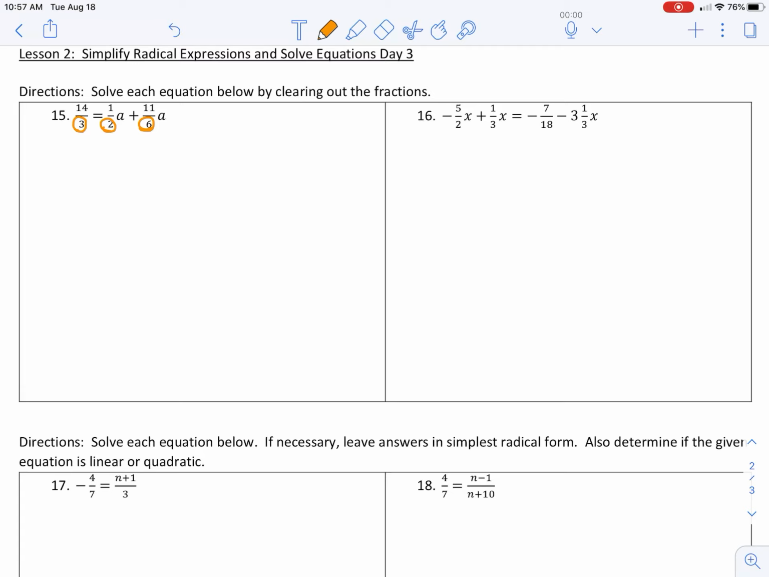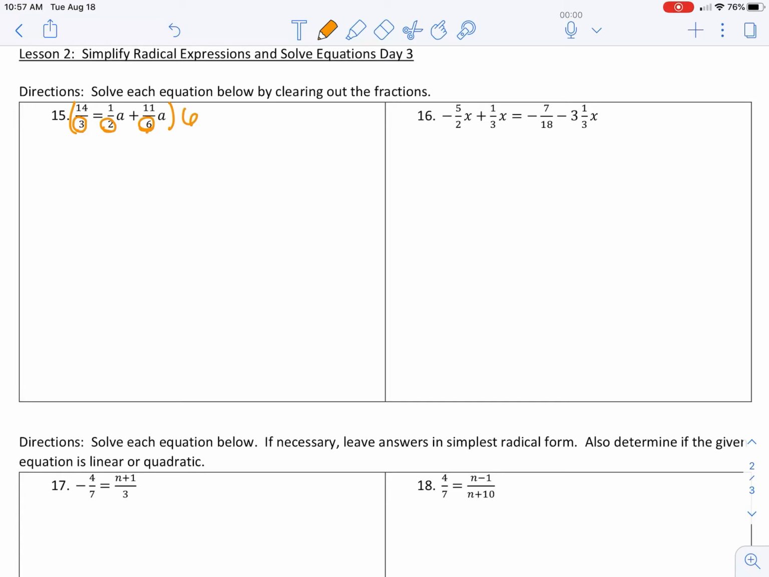Or least common multiple, really. So we're going to look and say, okay, 3 and 2 can't be our small number that we're going to multiply by. It has to be at least as big as the biggest number. So we're looking at our 6 here. Well, 3 and 2 both go into 6. So we can multiply this entire thing by our 6.